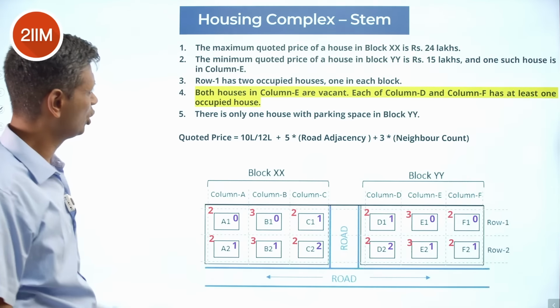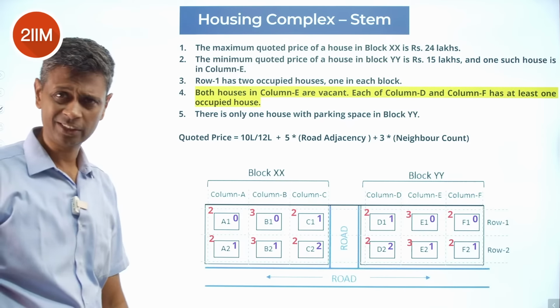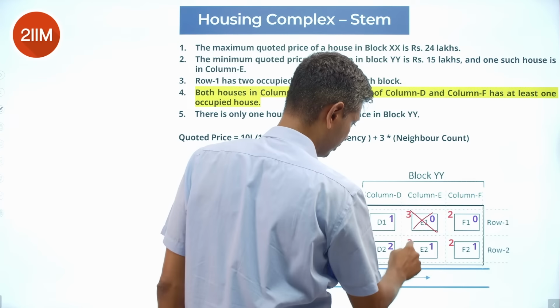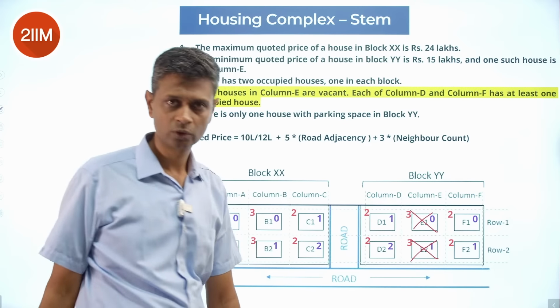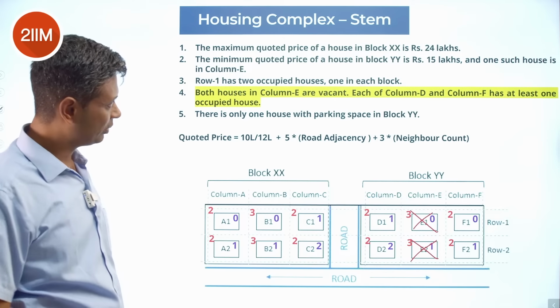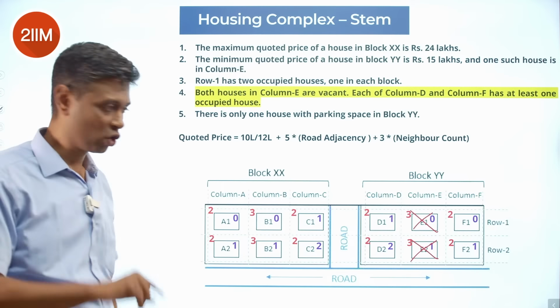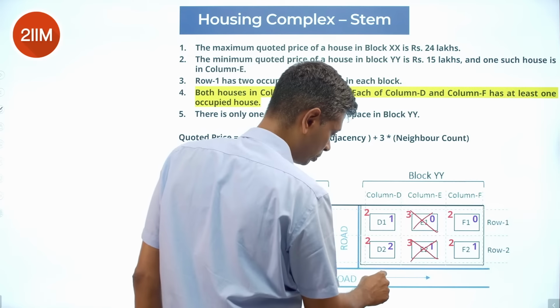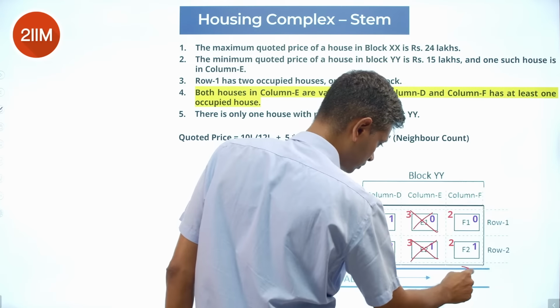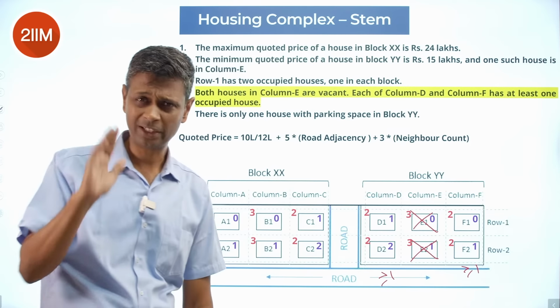Lovely. Now let's go to this. Both houses in column E are vacant. So, empty, empty. Each of column D and F has at least 1 occupied house. So at least 1 is occupied. I'll remember that.